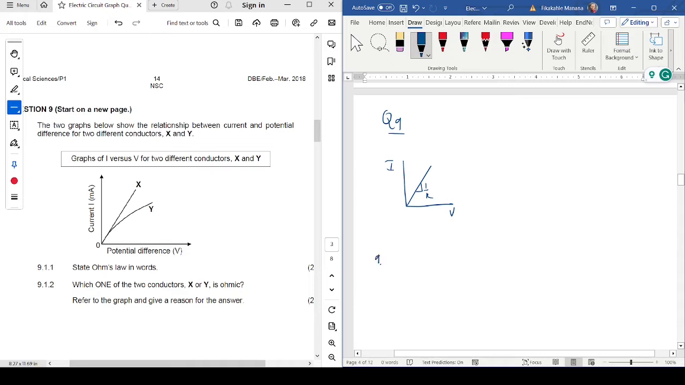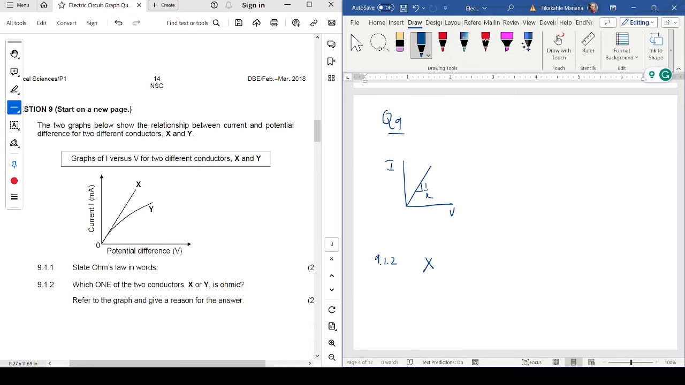All right, and then 9.1.2, it says which one of the 2 conductors, X or Y, is ohmic. For it to be ohmic, guys, it has to be a straight line. The moment it starts to curve, it means that the temperature is changing. The temperature is not constant anymore. So the one that shows an ohmic relationship is X. Graph X. And why is graph X the one?